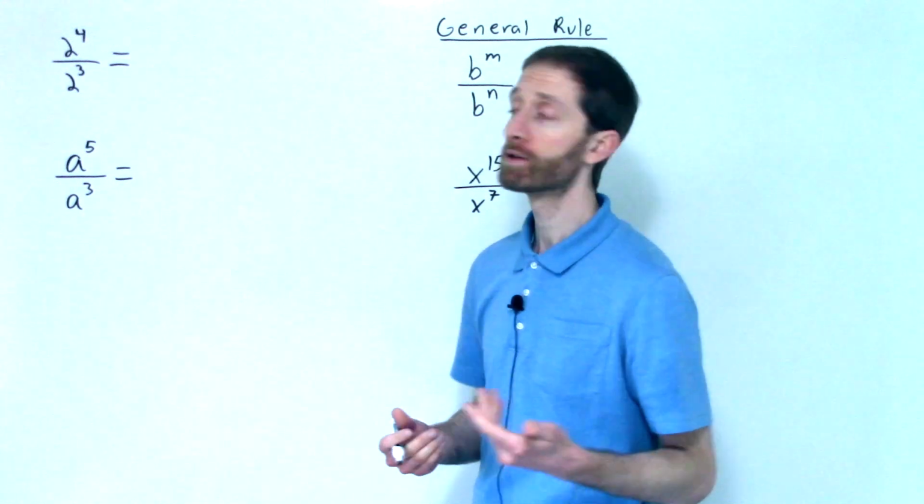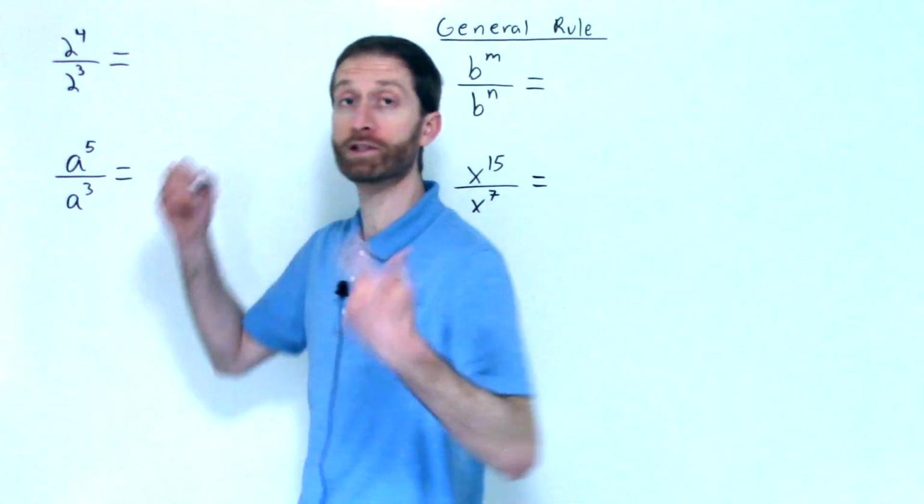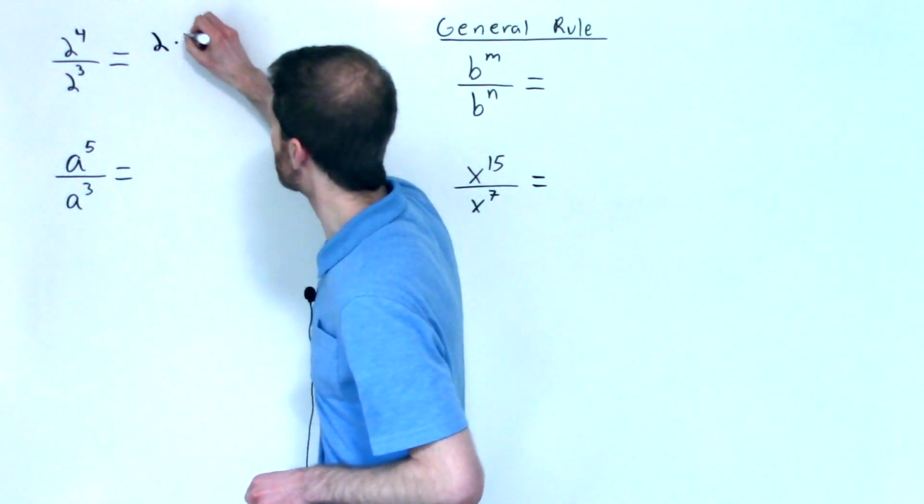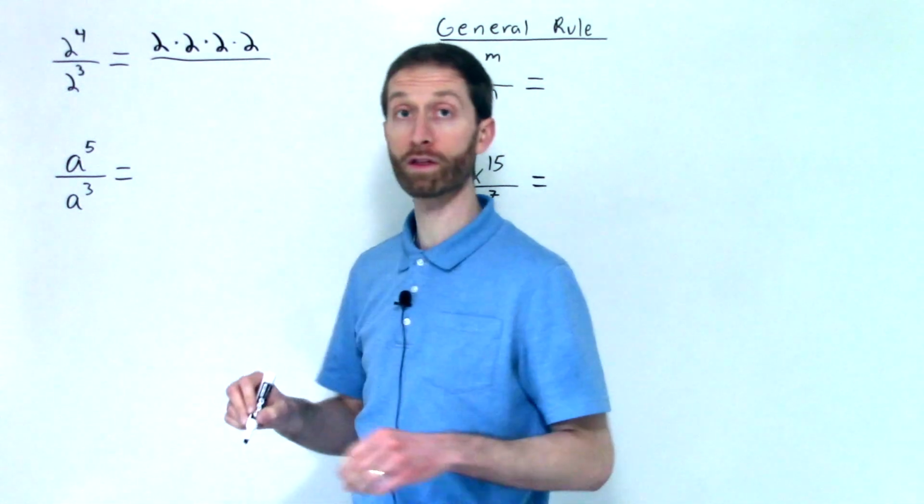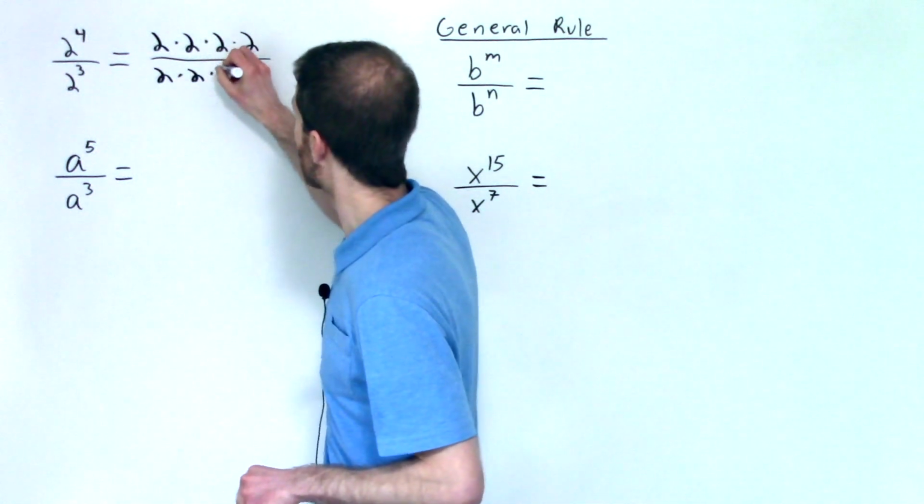and denominator. So here we're given 2 to the 4th over 2 to the 3rd. Well, 2 to the 4th is 2 times 2 times 2 times 2. So I'm going to expand that out like this. So we get 2 times 2 times 2 times 2. And that's all over 2 to the 3rd, or 2 times 2 times 2.